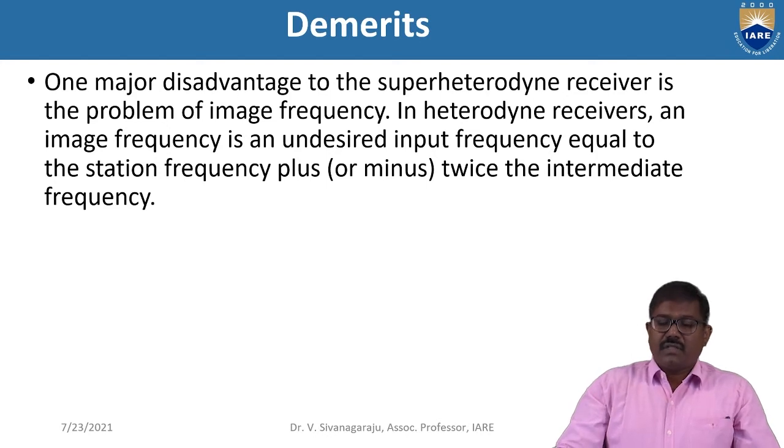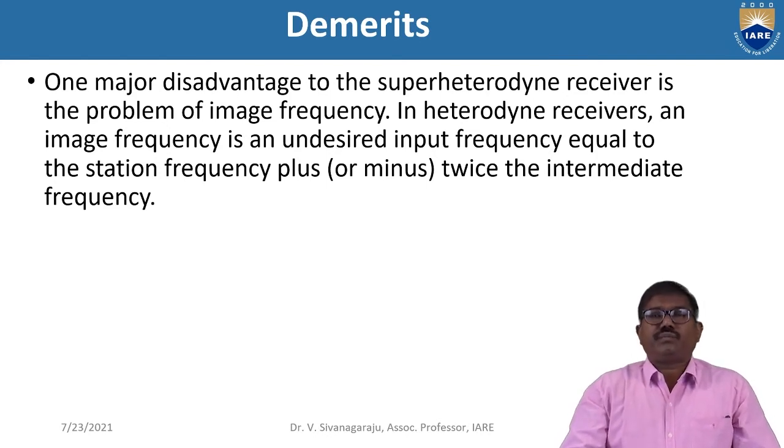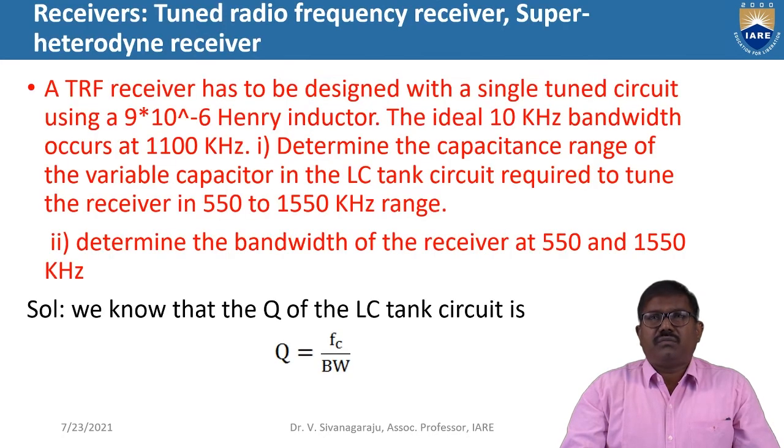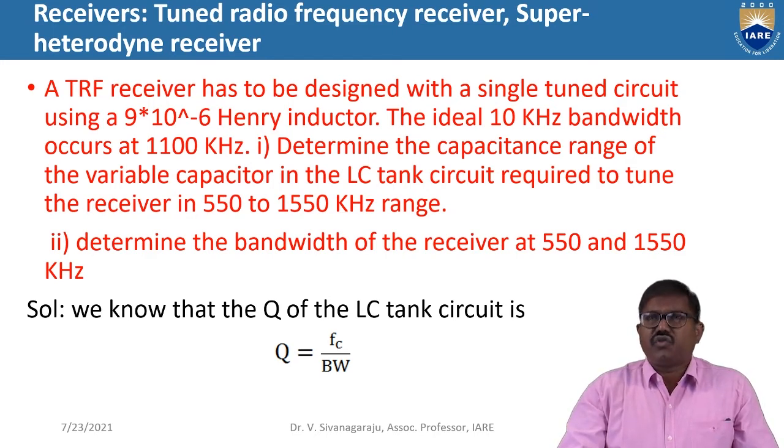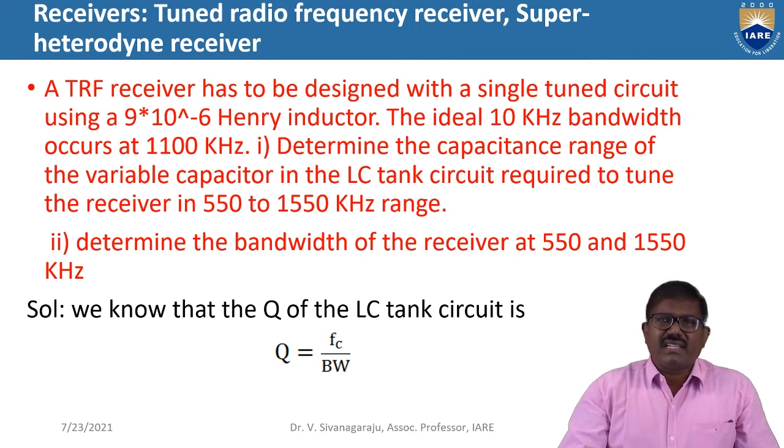Okay. Now we are going to solve some problems regarding this TRF and super heterodyne receiver. Okay, so let us see. A TRF receiver has to be designed with a single tuned circuit using a 9 into 10 power minus 6 Henry inductor, and the ideal 10 kHz bandwidth occurs at 1100 kHz.